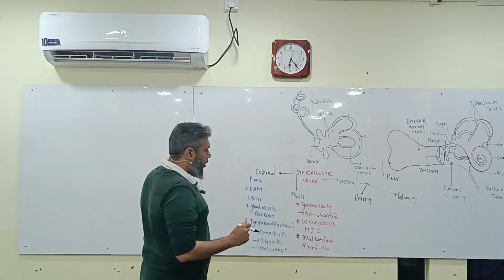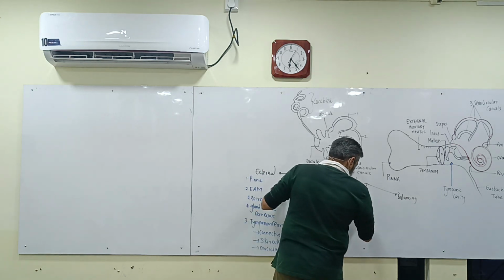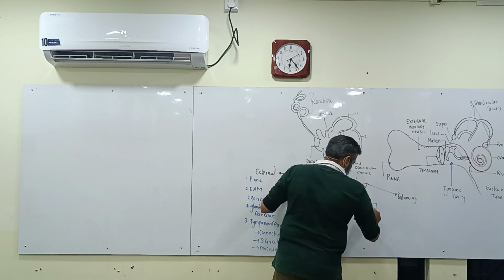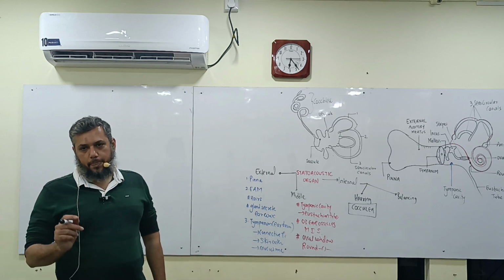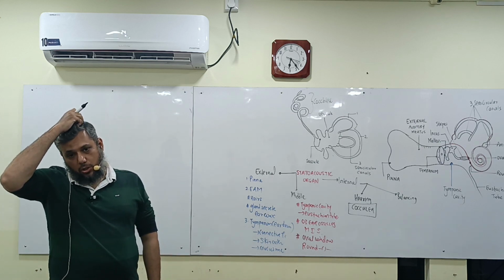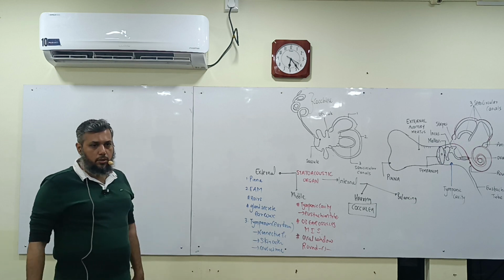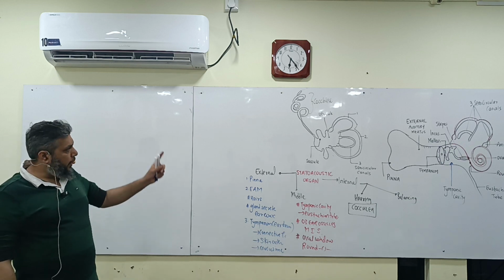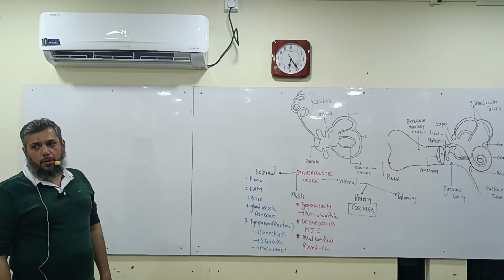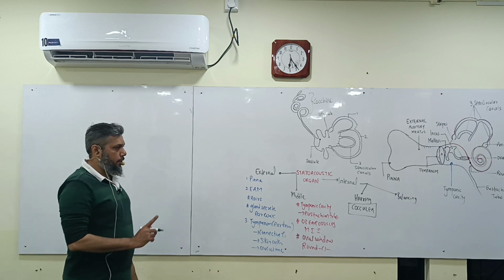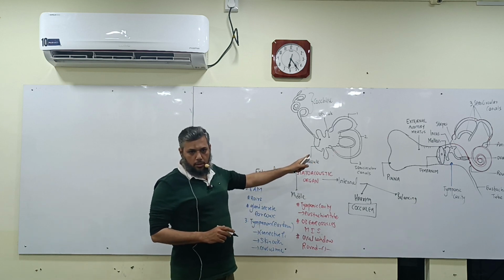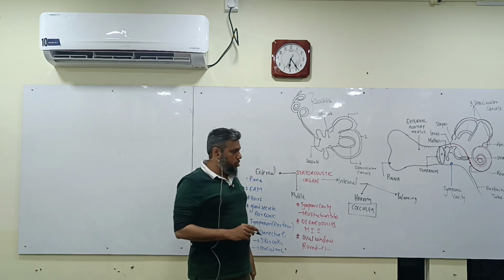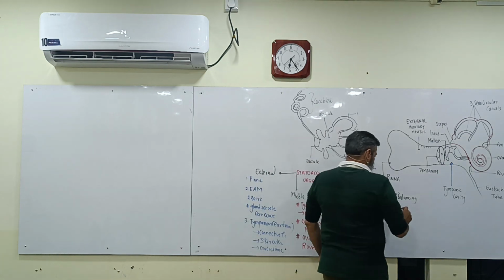Okay. The hearing organ is called cochlea. What is the hearing organ called? Cochlea. Learn the name. Do you see the highly coiled part? What have I labeled it as? Cochlea. Okay? Now the rest of the thing is called the vestibular apparatus.